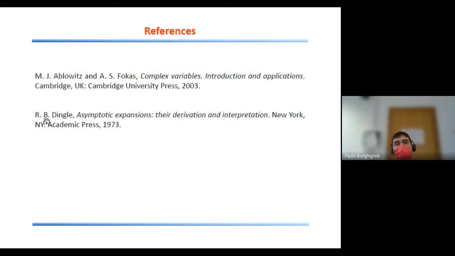And then there is also this book by Dingle, which, as I said, is a rather advanced one, but it's nice to read because it has a different approach with respect to all the other literature of the subject.